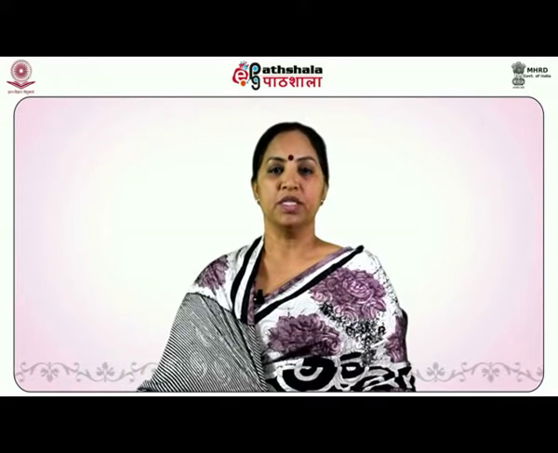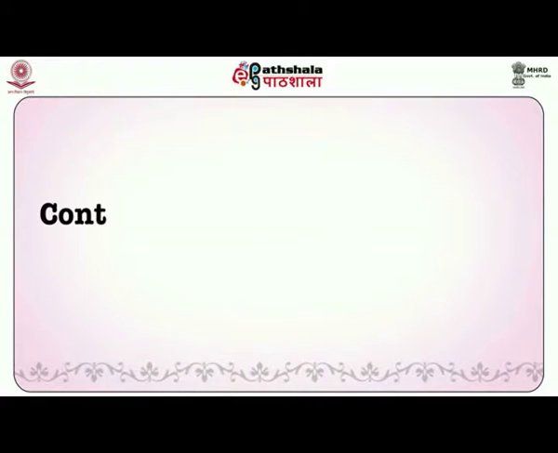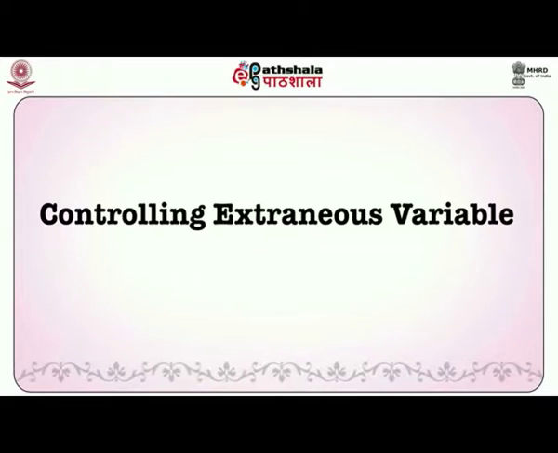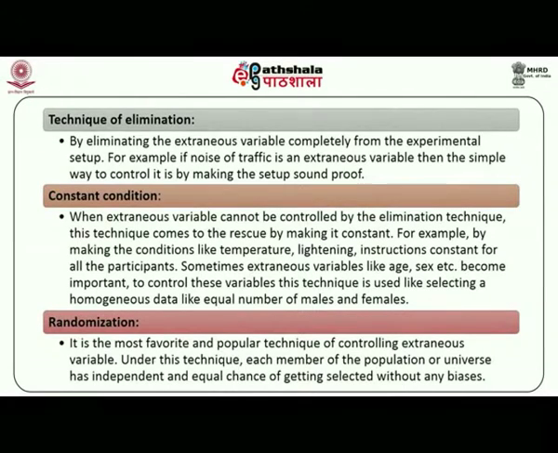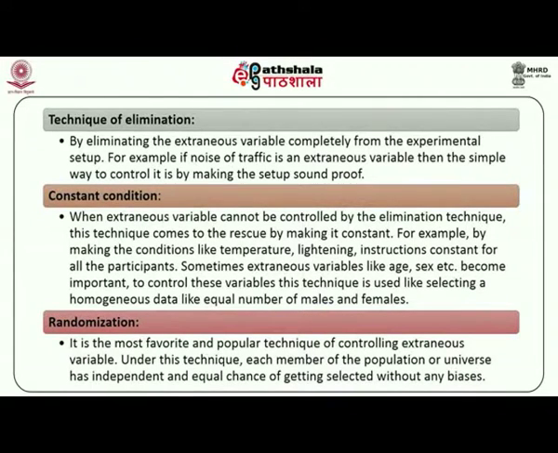There are three important ways by which we can control extraneous variables. First is controlling extraneous variables by the technique of elimination, by eliminating the extraneous variable completely from the experimental setup. For example, if noise of traffic is an extraneous variable, then the simple way to control it is by making the setup soundproof. Sometimes this technique is very difficult to manage, like variables such as age, sex, etc., which cannot be completely eliminated.